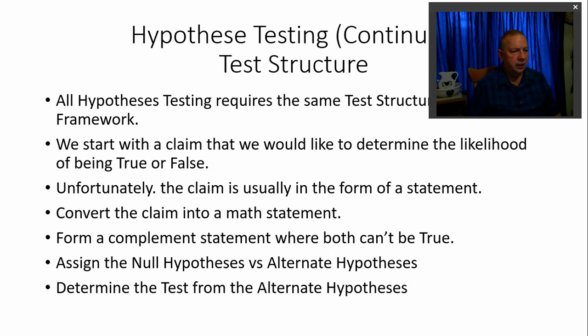What I want to do is then assign the null hypothesis and an alternate hypothesis to those complementary statements. It has nothing to do with the claim when we assign the null or the alternative, and the null is not just the first thing that we see. It is the one that has the equality in there. It requires that equality to be a null hypothesis. And then the alternate must be either less than, greater than, or less than or greater than, which is the not equals. Then we determine the type of test from the alternate hypothesis: left-tailed, right-tailed, or two-tailed.